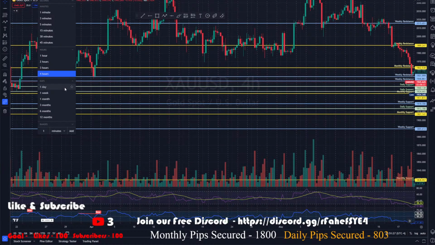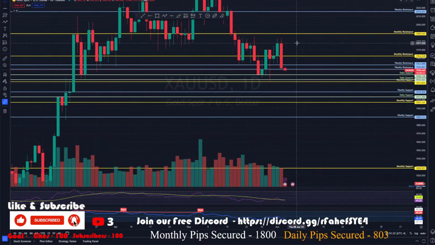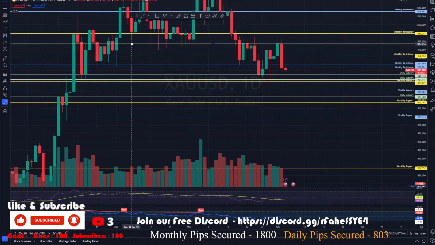Right, let's go back to the daily to see. Yeah, so we haven't marked this here. 2 bodies, top wick, another 2 bodies, bottom wick, a bunch of bottom wicks. See if we can adjust it a little bit. This is fine. Bottom wick, a bunch of bottom wicks.